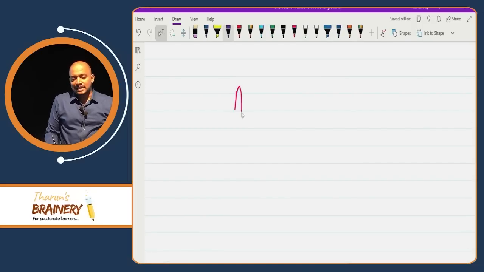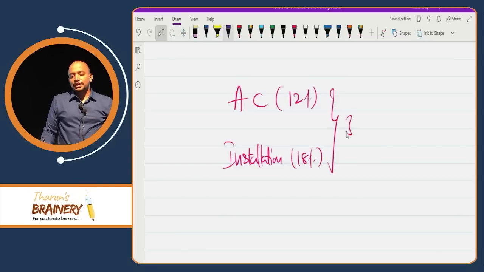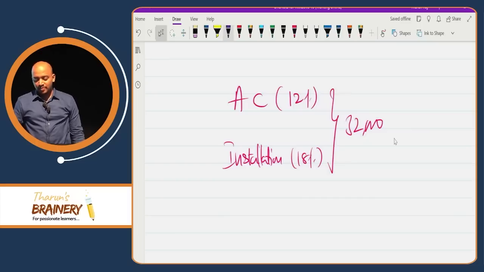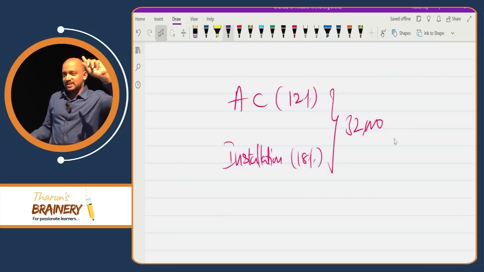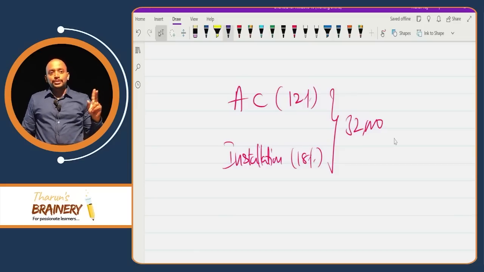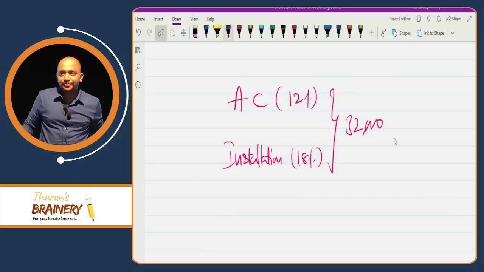Another example: AC is say 12% and installation is say 18%, and 32,000 we have paid. Now check whether it is a composite supply or not. Number 1, all are taxable. Three conditions. First condition, all are taxable. Number 2, naturally bundled in the ordinary course of business.